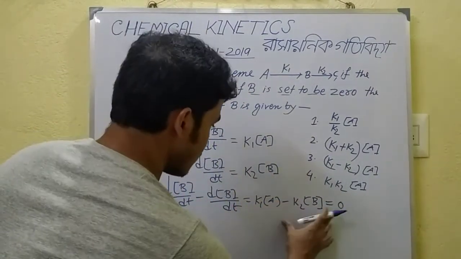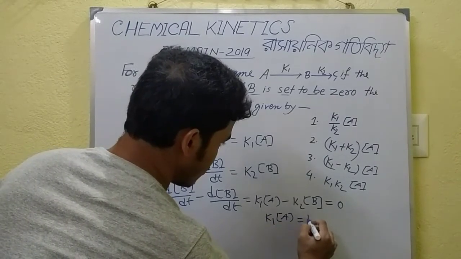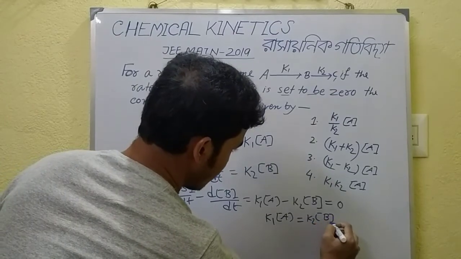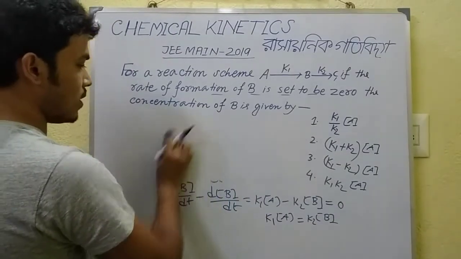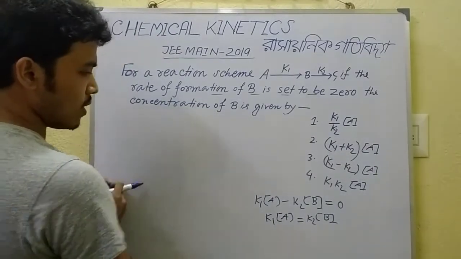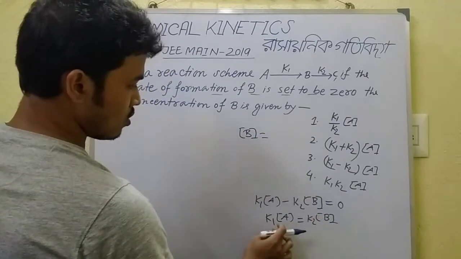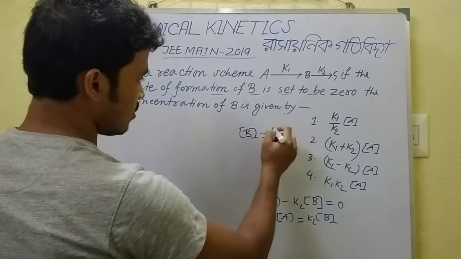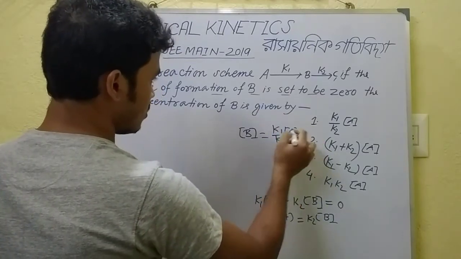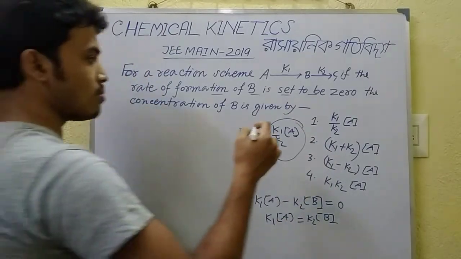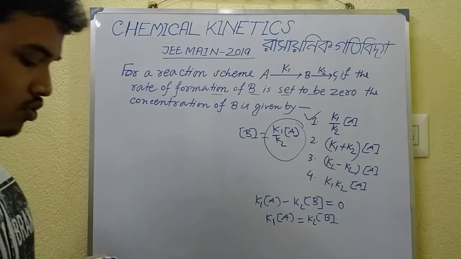So from this equation we can calculate K1 into concentration of A is equals to K2 into concentration of B. Okay, so this is the equation. Now you have to find out the concentration of B. So from this equation we can write concentration of B is equal to, so we just put K2 over here, so K1 by K2 into concentration of A. So this is the answer. So let's see the option, K1 by K2 into concentration of A. So option A is correct. So this will be the correct answer.